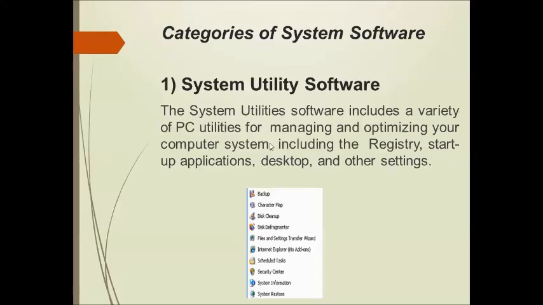So example of the system utility software, we have the disk defragmenter. So disk defragmenter, that is system utility software. We have also the antivirus software, the backup software, the disk repair, disk cleaners, disk space analyzers, file compression, and the data security. So that is the system utility software, the first category of the system software.